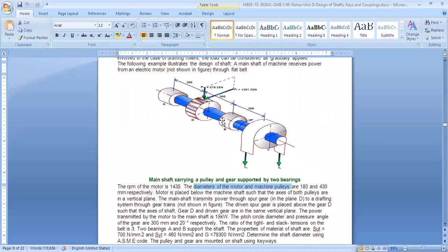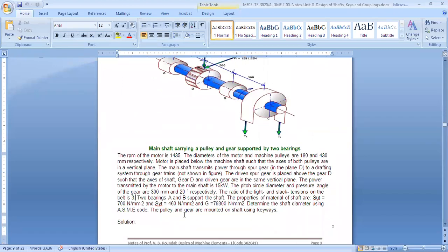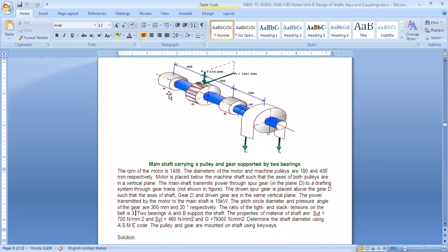The ratio of tight to slack tension is given, T1 and T2, or P1 and P2, whatever you want to call it. Once we know the ratio, we can find out the resultant load on the pulley. The two bearings are A and B. If you consider from the left-hand side, first there is a bearing, then the spur gear, then the bearing, and then the pulley. That is the way the shaft is designed.